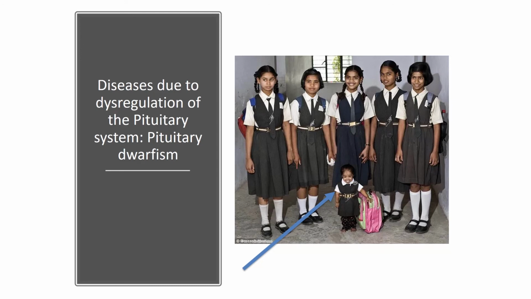On the flip side, with not enough growth hormone, you don't stimulate the body to grow, and we call that pituitary dwarfism. So this little person here, with her classmates, is not a younger sister, she's the same age as those kids, and she does not have normal growth hormone levels. And so she's suffering from a disease called pituitary dwarfism. In the United States, this is very, very rare because we can treat it with supplemental growth hormone.